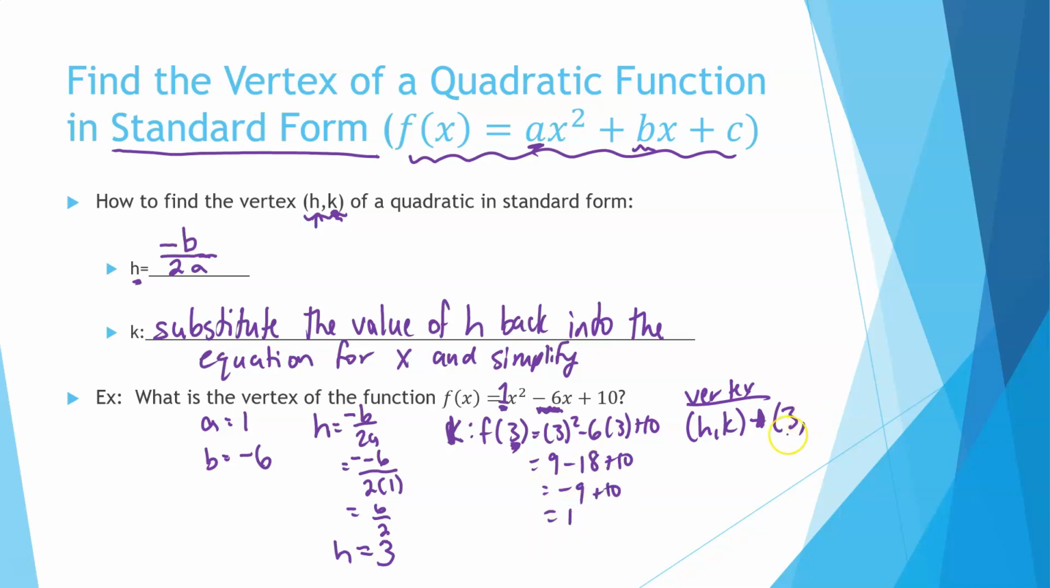Now, if you have your graphing calculator, you can just type all of this in one shot, or if you have a nicer calculator at all, it saves you the time of working it out by hand. But I do, in fact, get 1 for my k, so the vertex of this parabola is the point (3, 1).